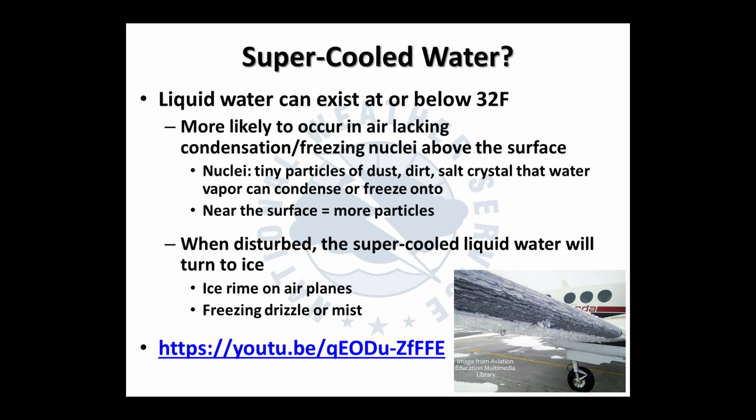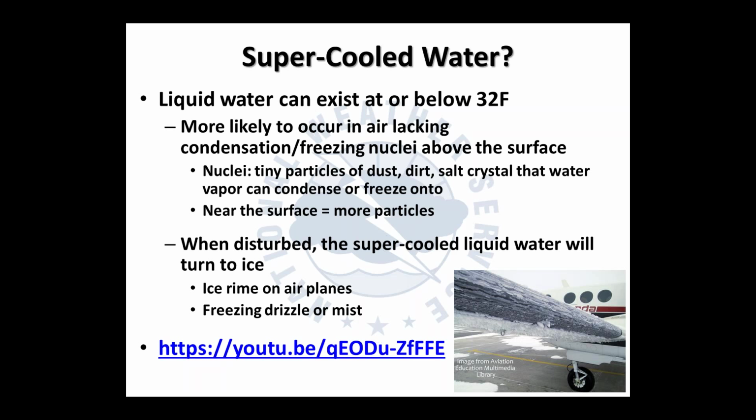It's more likely to occur in air that's lacking what we call condensation nuclei. Condensation nuclei, or freezing nuclei, depending on the temperature, are just dust particles and dirt and salt crystals that the water vapor in the air can glom onto and condense or freeze onto. Obviously, the higher in the atmosphere, the fewer dust particles and dirt and salt crystals there are. So you have more particles near the surface.